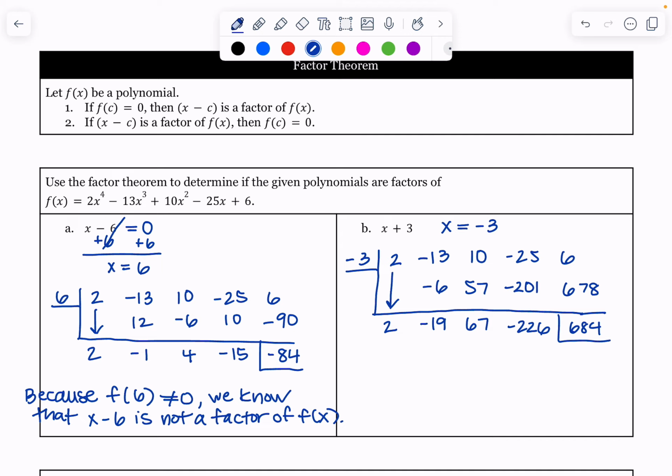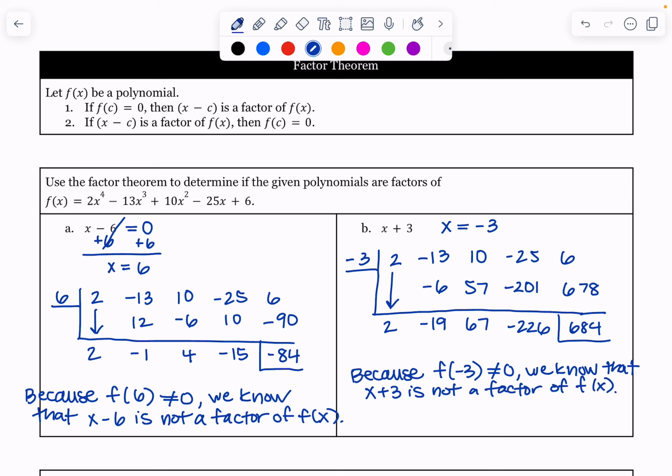Again, the remainder is not 0, so very similar to part A, because f of negative 3 is not equal to 0, we know that x plus 3 is not a factor of f of x. Unless I did something wrong. On both of those, I went really fast. I did expect one of them to be 0, so if you notice I made a mistake, please comment or send me an email or something.